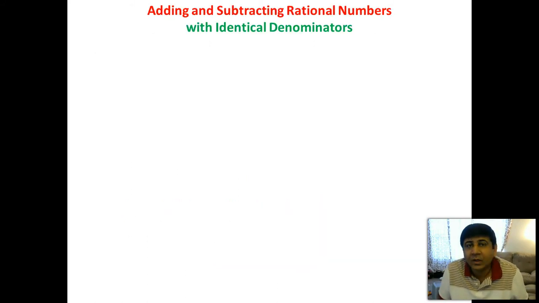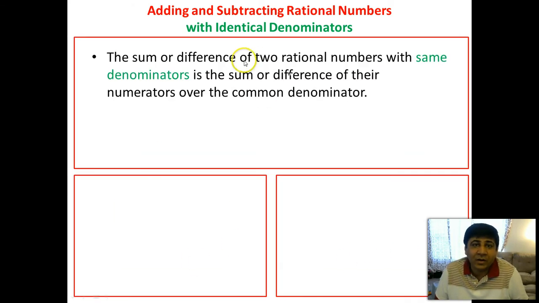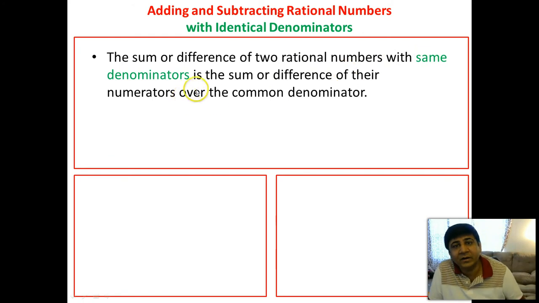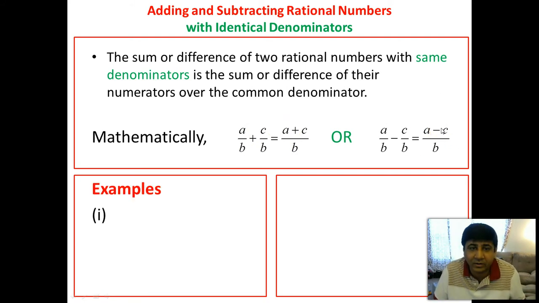Now, adding and subtracting rational numbers. We can have two kinds of situations. The first situation is when the two fractions we are adding have the same, identical denominator. That's an easy case. The sum or difference of two rational numbers with the same denominator is the sum or difference of their numerators over the same common denominator. For example, if you are adding a over b plus c over b, it's the same denominator. Just put it there and add the tops or subtract the tops, whatever your question demands.